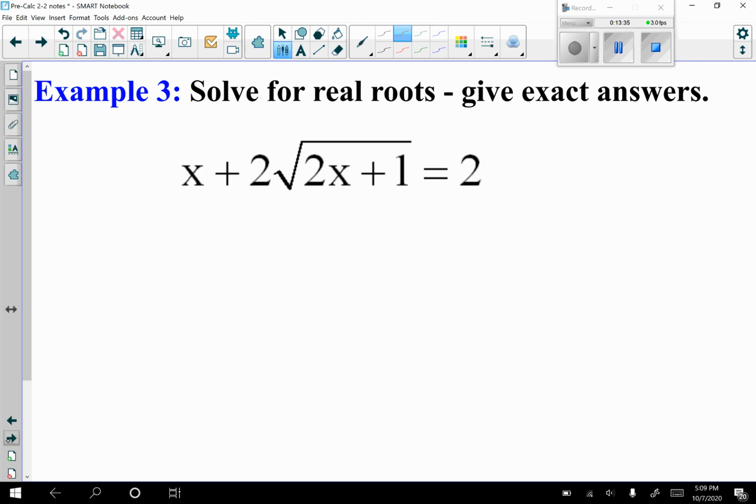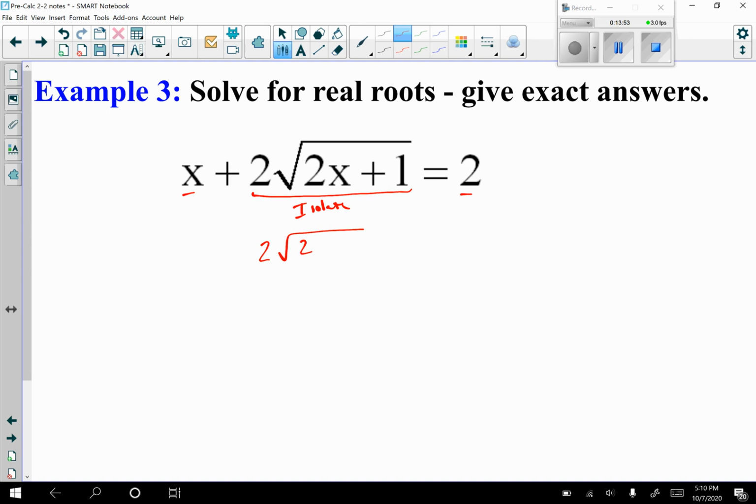So let's look at this one. It has more stuff to it. There's an x out here. Then there's this term that has a square root, also has a 2 next to it. And there's something over here. So again, the big thing here is a square root. So isolate the term. We're going to keep the 2 next to it. I'll show you what we do with that.